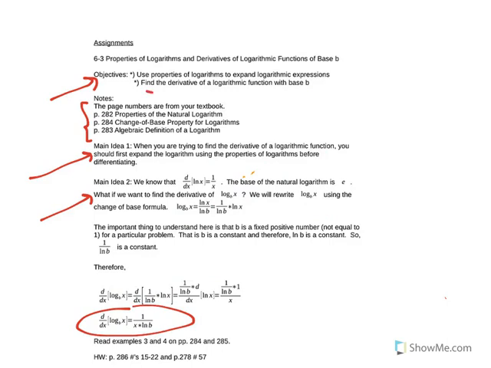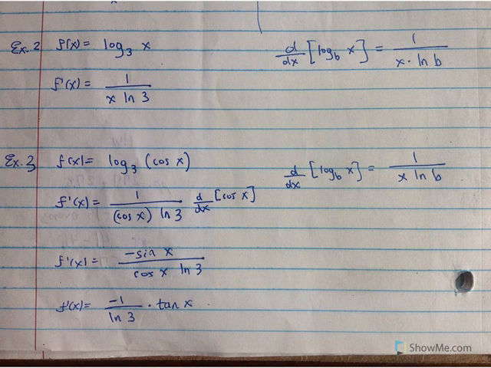So now we want to apply this formula to look at a couple of examples where we're finding the derivative of a logarithmic function with base b. So here we have example 2. f of x is equal to log base 3 of x. How do we find the derivative of this function? We use our newly derived formula.